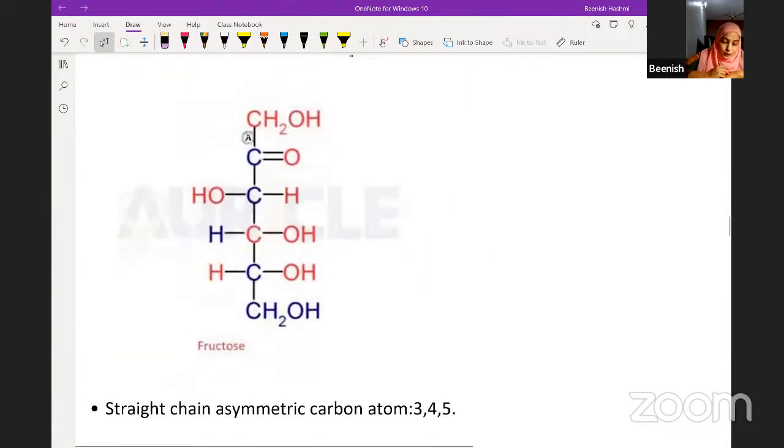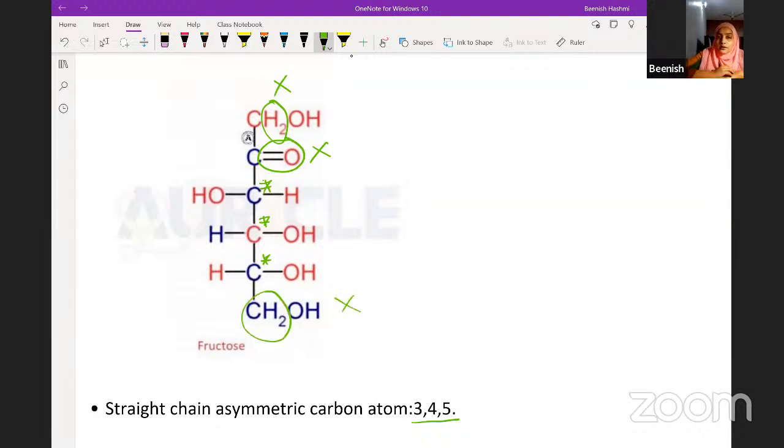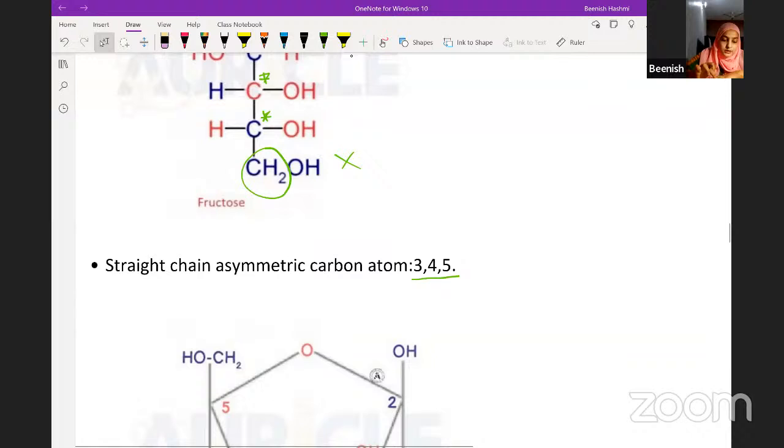So in fructose, in the open chain structure, the asymmetric carbons are your 3, 4, and 5. Now, similarly, here you can see this carbon 1 has 2 hydrogens, so this is not a chiral carbon. Then again, your carbon 2 is double bonded with oxygen, so again it is not a chiral carbon because it is not satisfying the rule of 4 different groups being bound. Now your carbon 3, 4, and 5 are all chiral carbons. And then again, your carbon 6 has 2 hydrogens, so again it is not a chiral carbon. So that was speaking about the open chain structure of fructose.